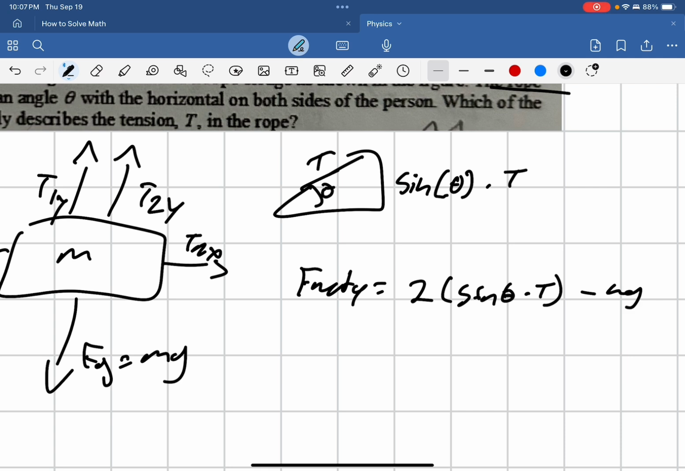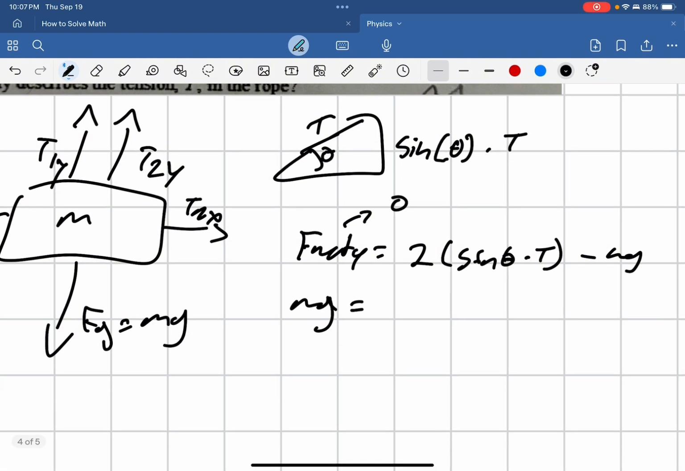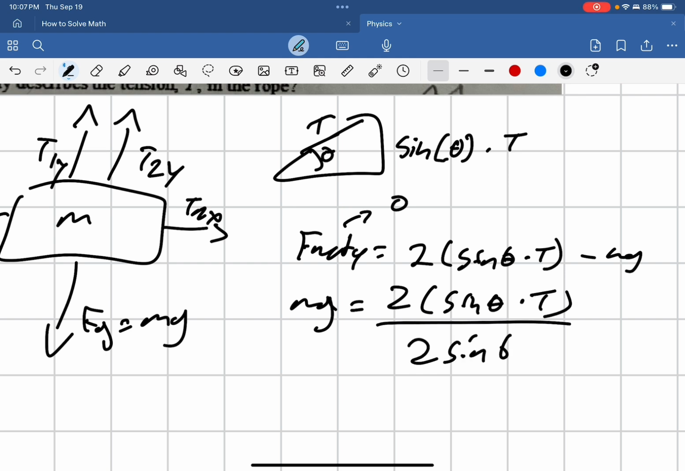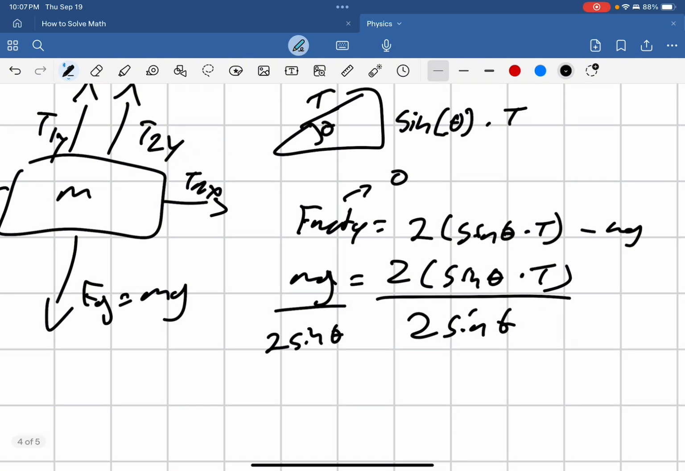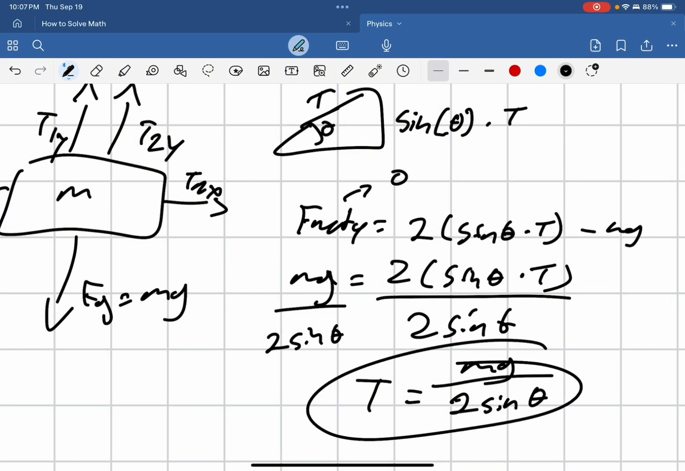Because this F net of y is just 0, we're going to move m g to the other side, which is equal to 2 times sine of theta times T. We're going to divide by 2 sine of theta, and we get T is equal to mass times gravity over 2 sine of theta. There you go, that's your answer for that one.